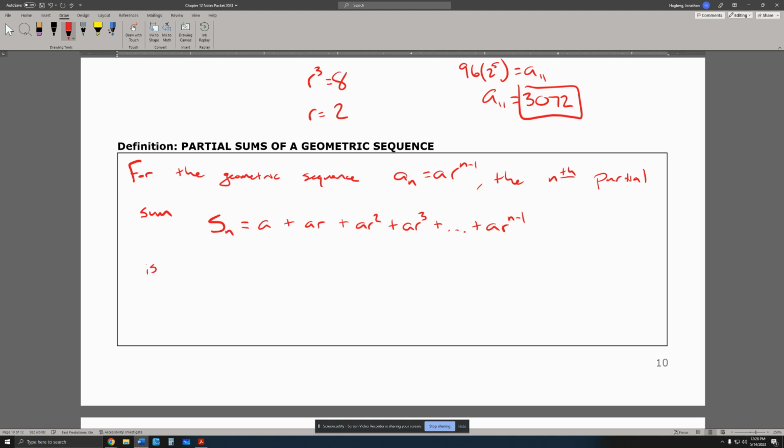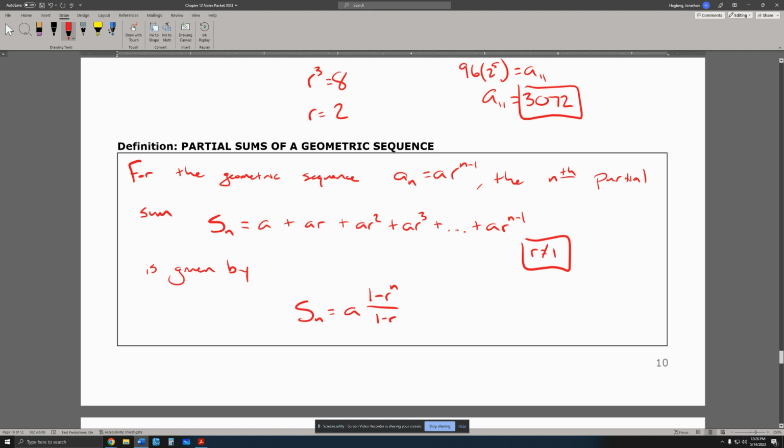This is given by Sn is equal to a times 1 minus r to the power of n all over 1 minus r. Okay, so this is our nth partial sum of a geometric sequence. One thing I just want to note that I didn't mention earlier is that r cannot be equal to 1, because if r is equal to 1, well then we're just multiplying by 1 over and over and over. So there is no common ratio. This isn't a geometric sequence. This is just a constant term, just the sum of constants.